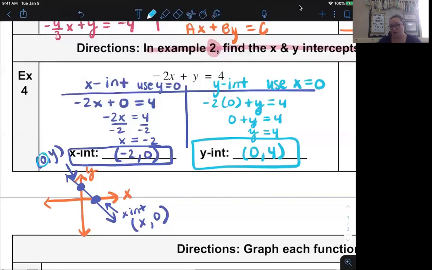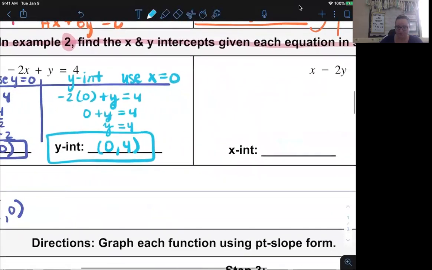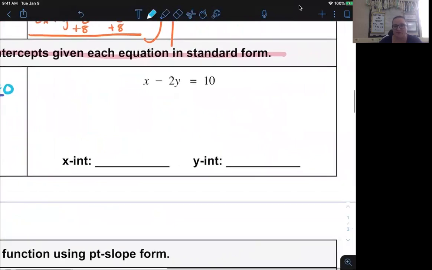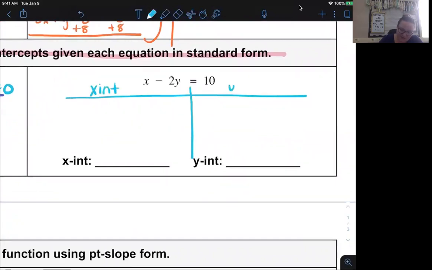Now give it a shot on your own. For the equation x minus 2y equals 10, you're going to find the x and the y-intercept. So I'm going to help you get it started. Find your x-intercept, find your y-intercept. For your x-intercept, remember, use y equals 0. And for your y-intercept, use x equals 0.